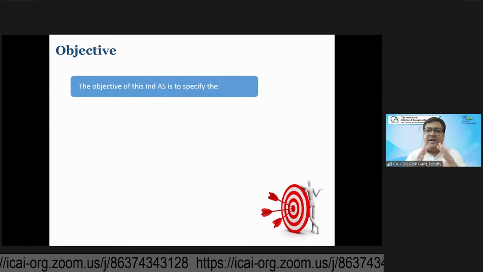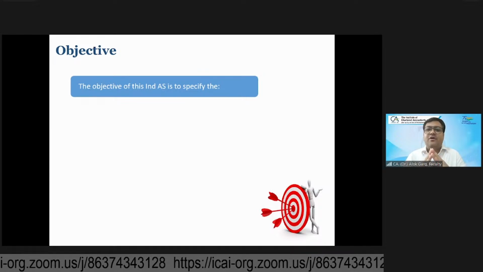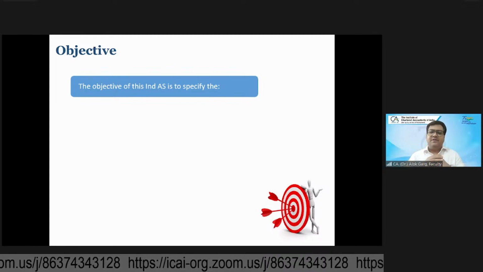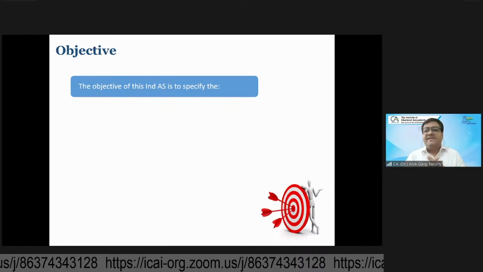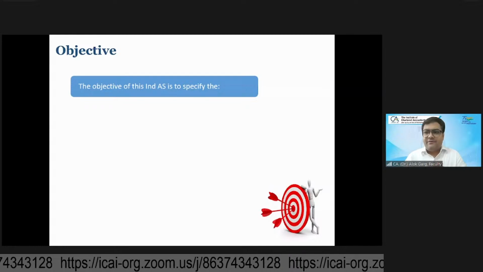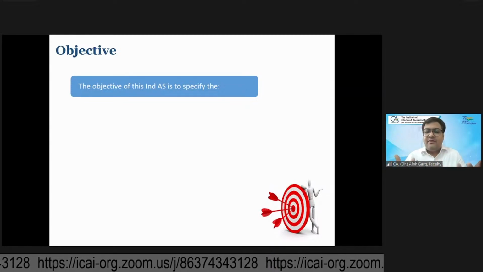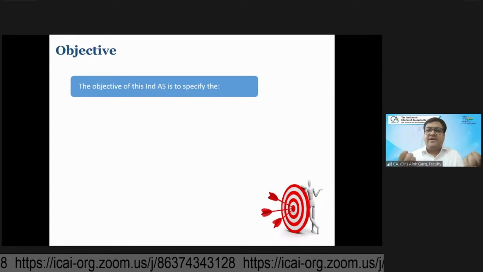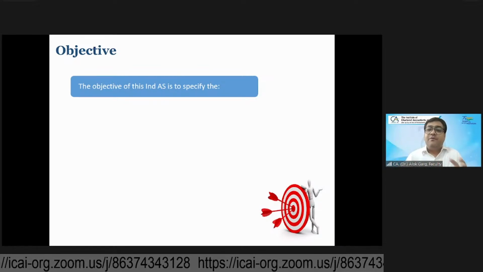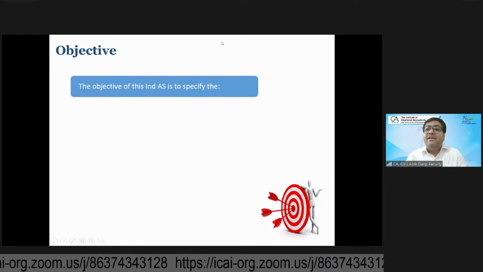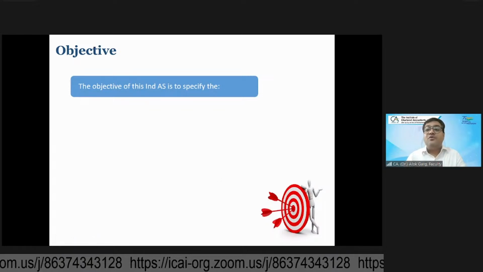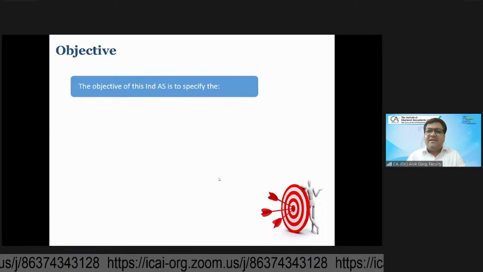First of all, let me set the context of this standard. This standard talks about non-current asset held for sale and discontinued operations. So what is meant by non-current asset held for sale? Let's say DLF is selling flats. Is a flat a non-current asset or a current asset? By the nature of the flat, generally it is property, plant and equipment. But for DLF, this flat is like inventory, because DLF is selling these flats in the ordinary course of business. So for DLF, these are inventory.